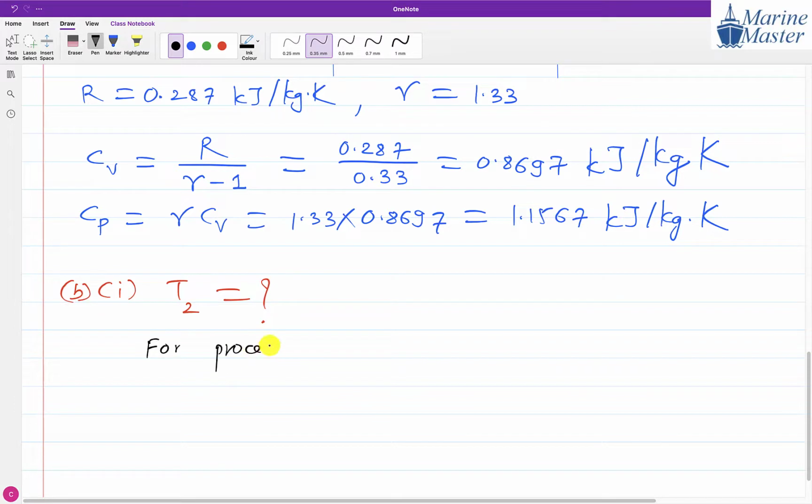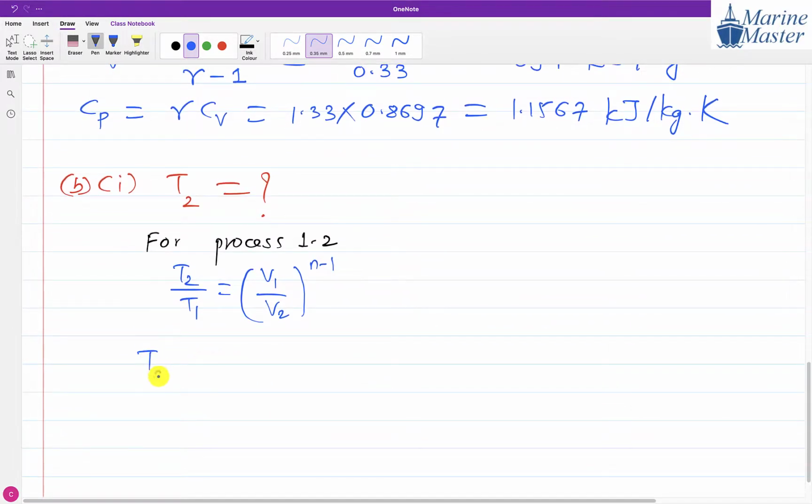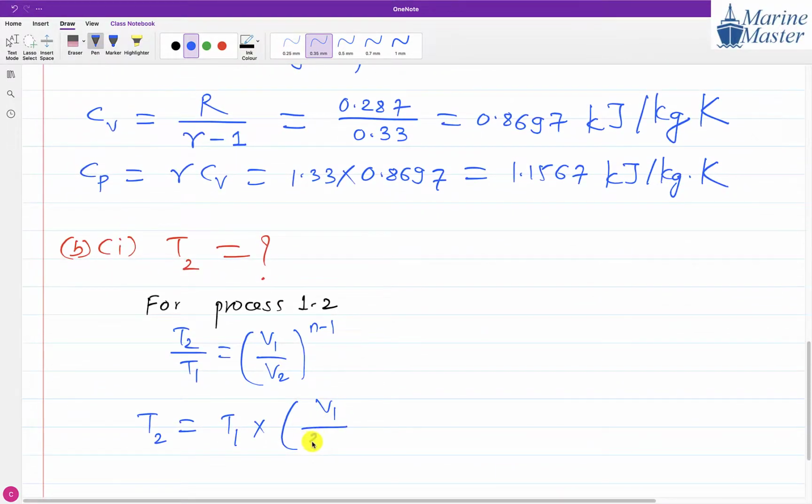So for process 1 to 2, we write T2 by T1 is equal to V1 by V2 raised to the power n minus 1. So T2 will become T1 into V1 by V2 raised to n minus 1. We consider V1 only, and V2 is 20 times V1. Now n minus 1 will become what?